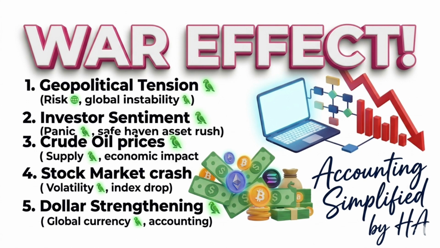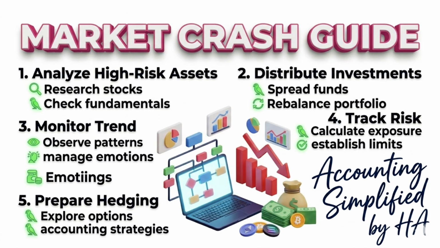Point 3. Crude oil prices. Any threat to supply in the Middle East has a massive economic impact globally. Point 4. Stock market crash. Extreme volatility causes indices to drop as everyone tries to sell at once. Point 5. Dollar strengthening. The USA dollar is the global currency in a crisis. It strengthens, which is a key accounting principle.